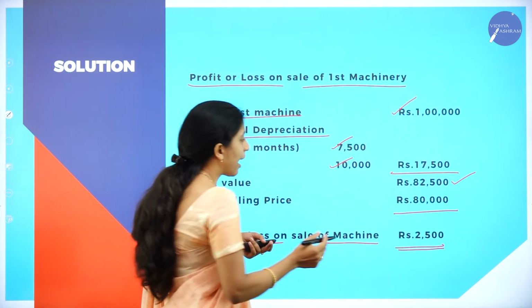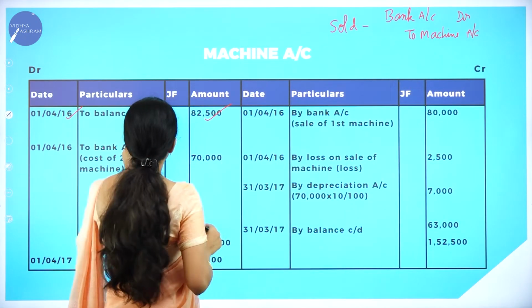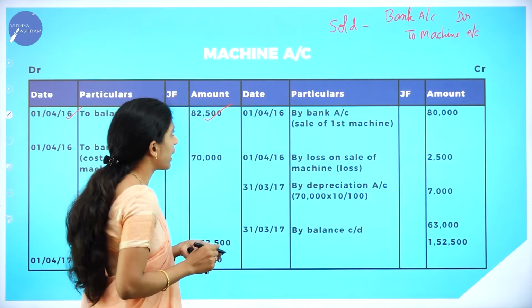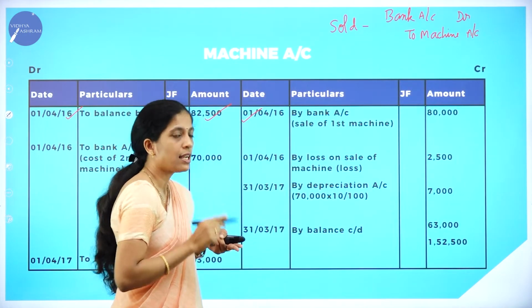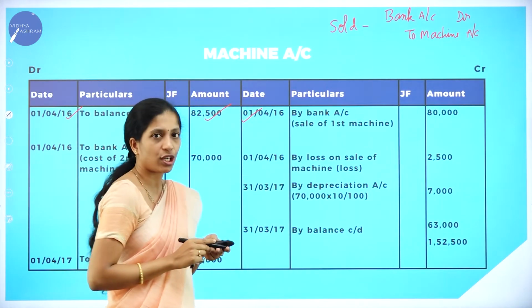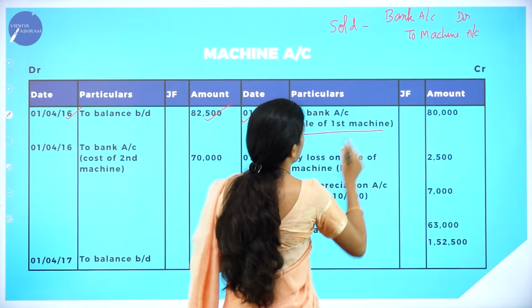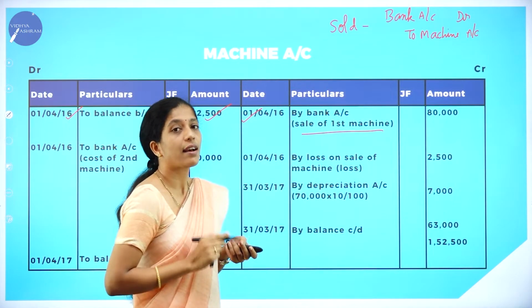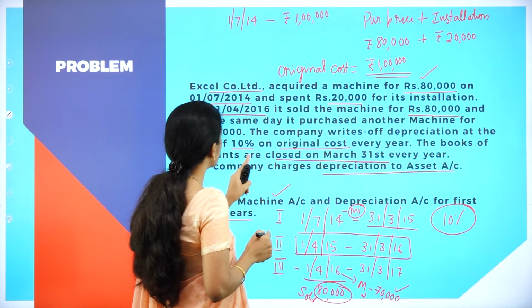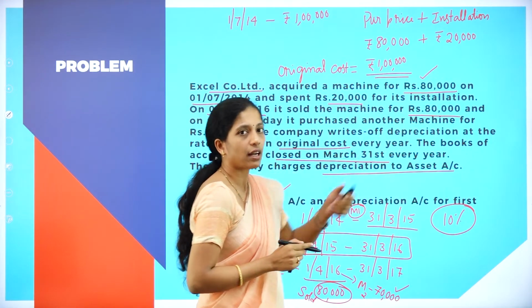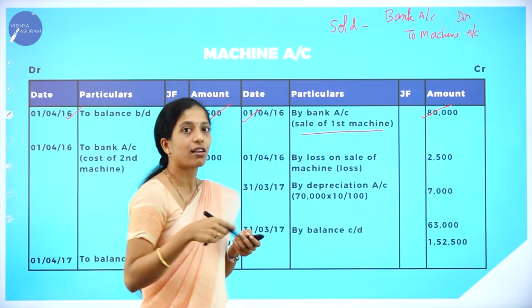Now in the third year, we have to take this loss also. Okay, now we shall go through the third year. Yes, so we have brought down the balance, that is 82,500. But on 1/4/2016, they have sold the machine. I have told you already the entry. What is the entry? Bank account debit to machine account. So, record the entry for selling of machine. By bank account, sale of first machine. At what price they have sold? They have sold at rupees 80,000. So, we have already seen in the problem. So record that, by bank account 80,000. This is the entry for selling of machine.